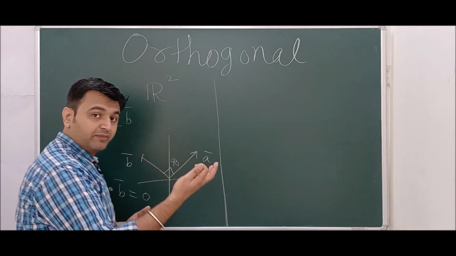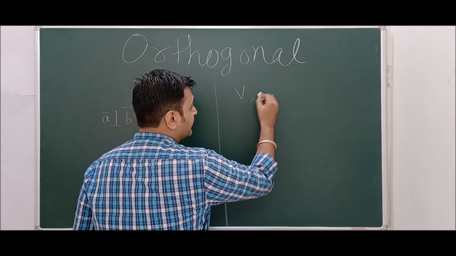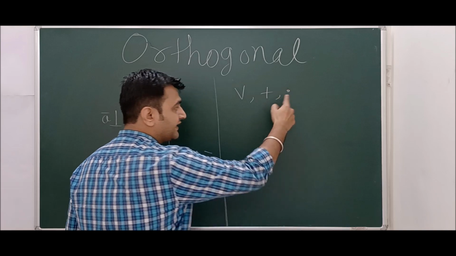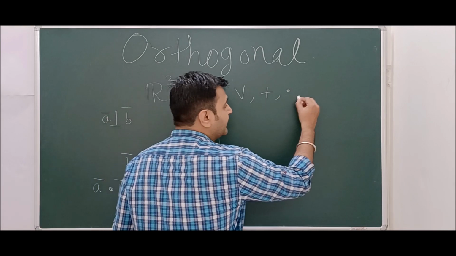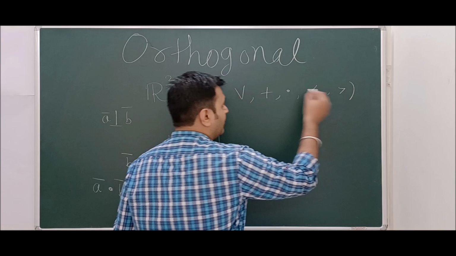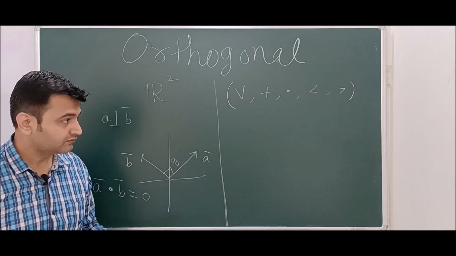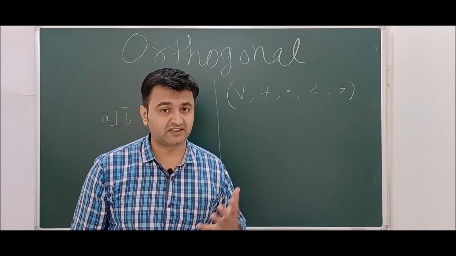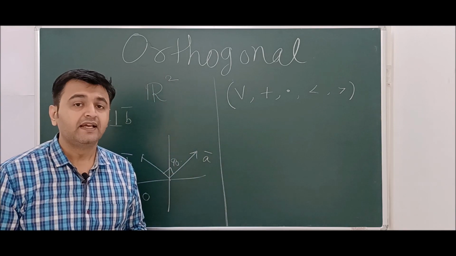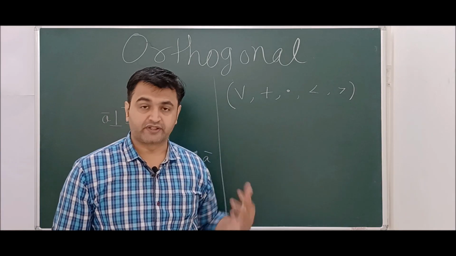Now let's come to arbitrary space. So let V be a vector space with vector addition and scalar operation, and I am defining an inner product on this vector space. So this forms an inner product space. So what is an inner product space? It's a vector space with an inner product.